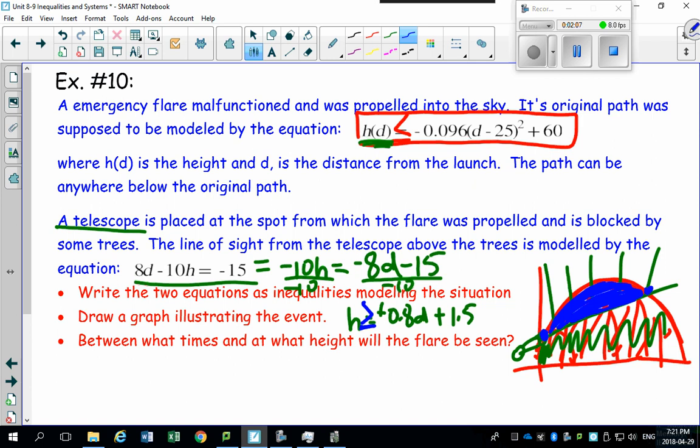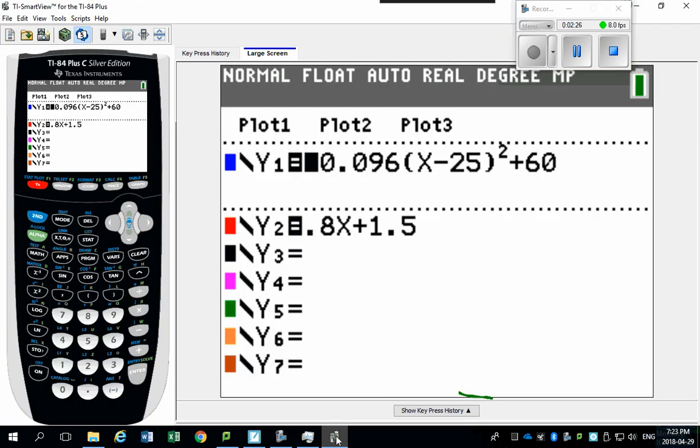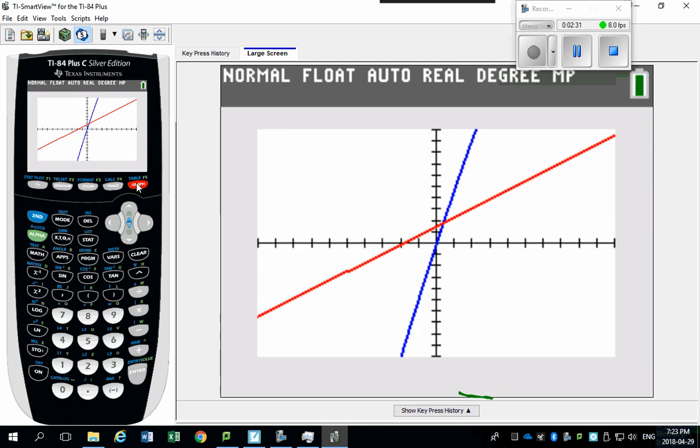Okay, so draw a graph illustrating the event. We just did. Between what times will the flare be seen? So we're looking for this time here and this time here. That's what we're looking for. So you know what I would do in this situation? I'd throw it onto my calculator and figure out those two intersection points. Calculator looks like that. Oh, there's the equations all in there, ready to go. Let's hit graph. Boom. Oh man, it doesn't show the entire path of the flare. So let's zoom out and let's see what we can find.